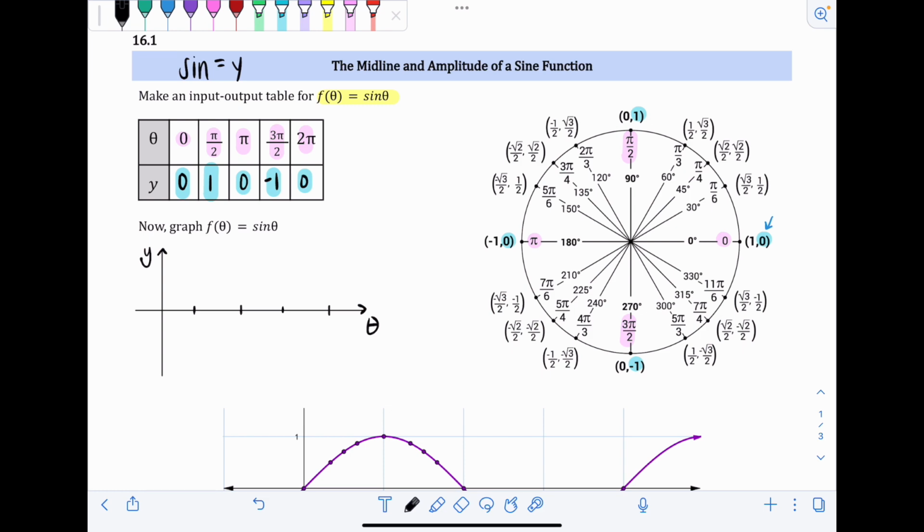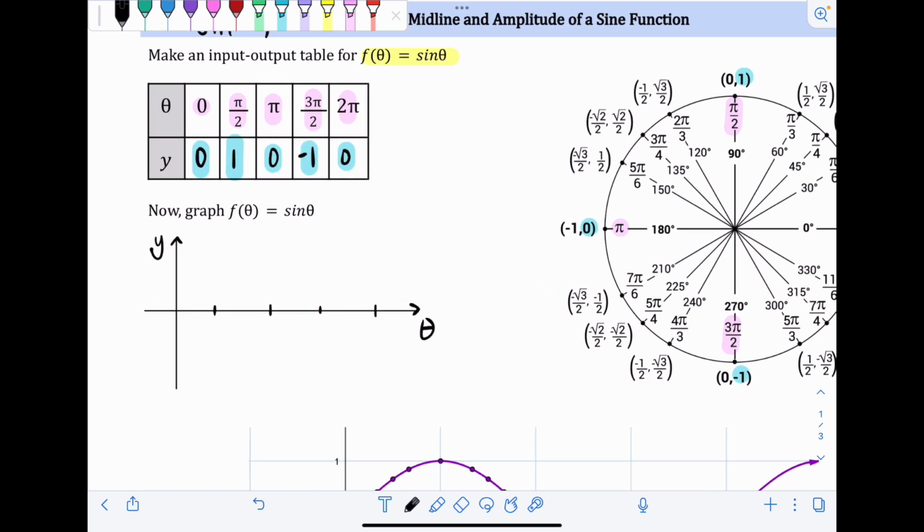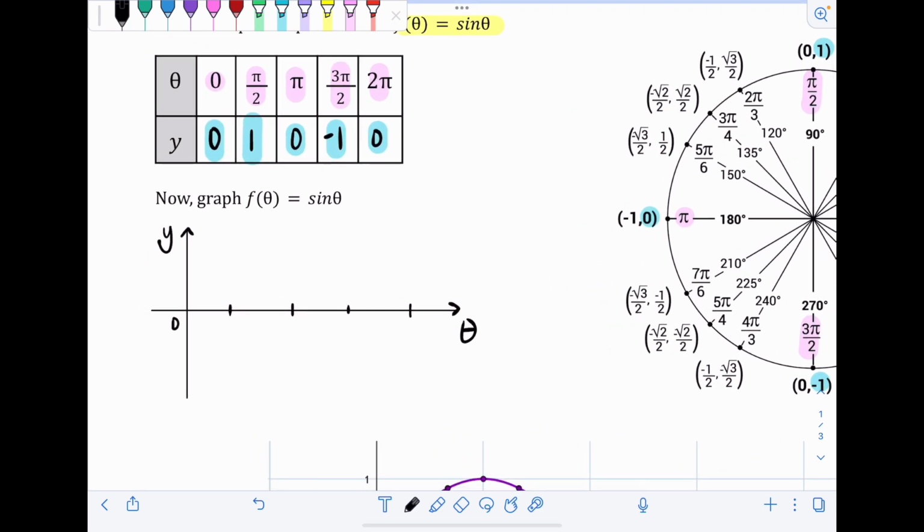Okay, so now we'll go ahead and label it. So we have 0 right here, and then the first one after 0 is pi over 2. The next one is pi. The next one is 3 pi over 2. And then the last one is 2 pi.